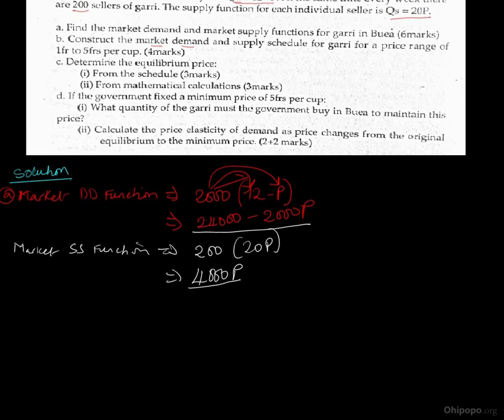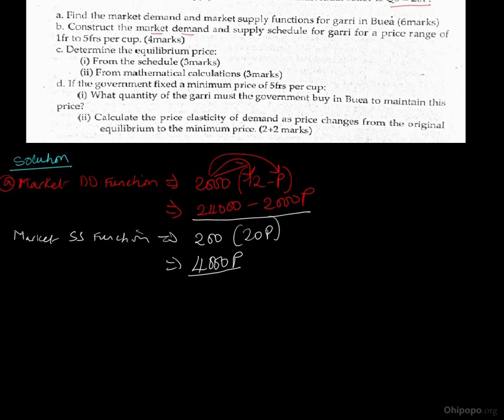Question B now says, please follow me carefully, construct the market demand and supply schedule for Gary for a price range of 1 to 5 francs per cup. We have to construct a demand and supply schedule with a price range of 1 to 5 francs per cup.